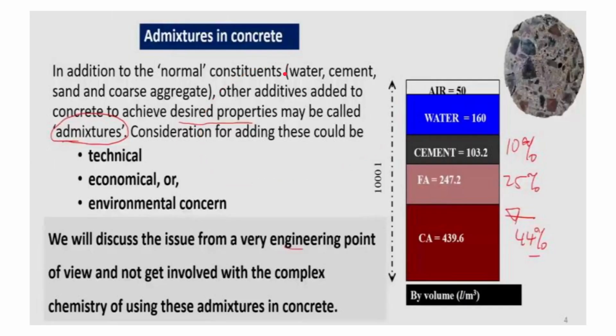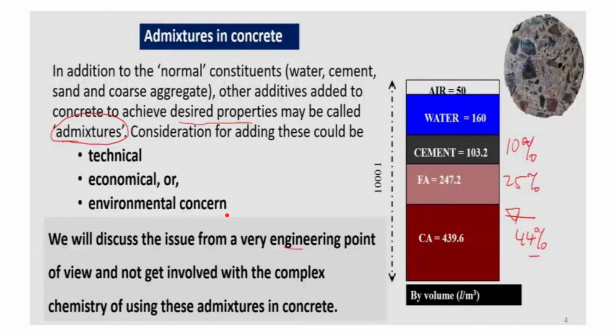So what are admixtures in concrete? In addition to the normal constituents, that is water, cement, sand and coarse aggregate, other additives added to concrete are known as admixtures. They are added for various reasons. It may be technical, as we just studied; those were mainly technical reasons. Otherwise it can be for economical and environmental concerns also. Because of these three factors, we basically use admixtures.